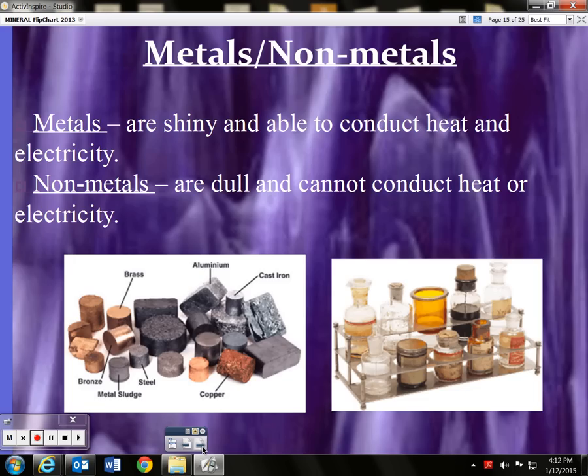These you don't really need to write down because I'm hoping you know them. Metals are shiny, they conduct heat and electricity. Non-metals are dull, and they do not conduct heat or electricity.